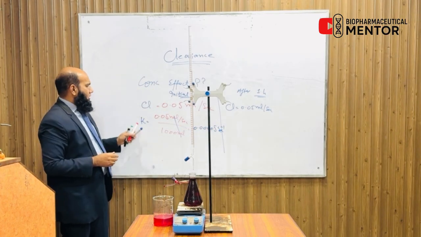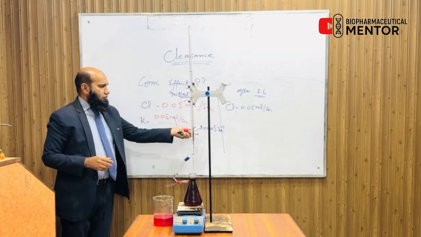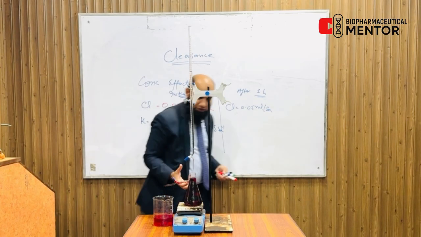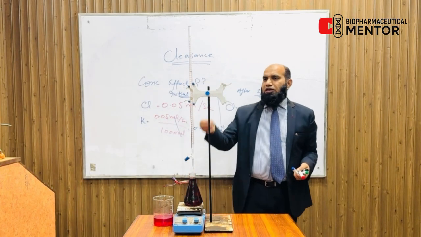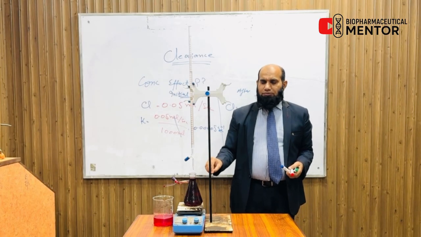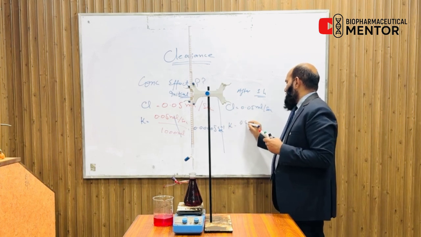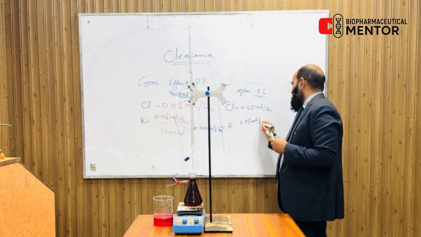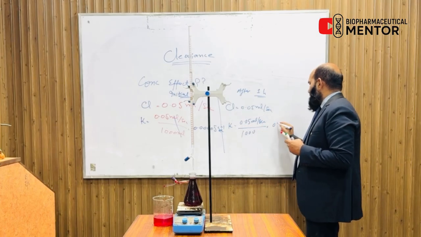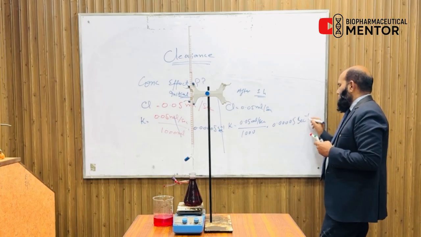So K at the initial stage would be 0.00005 per second. Once again, here we have the same volume, 1 liter, and we are adding 0.05 ml per second into the system. And our K in the same case would be 0.05 ml per second, which is clearance, divided by total volume, and we will get 0.00005 per second.